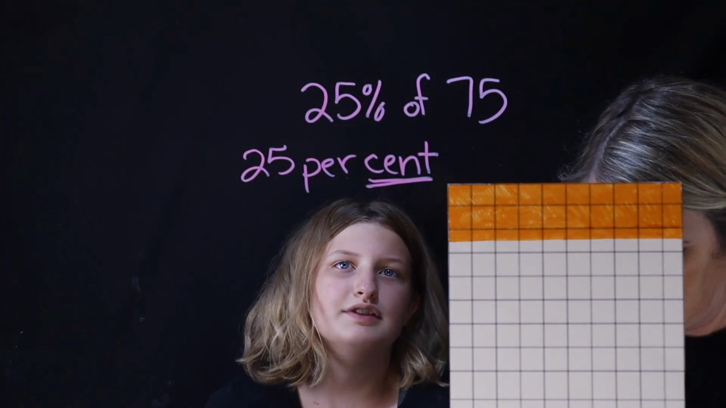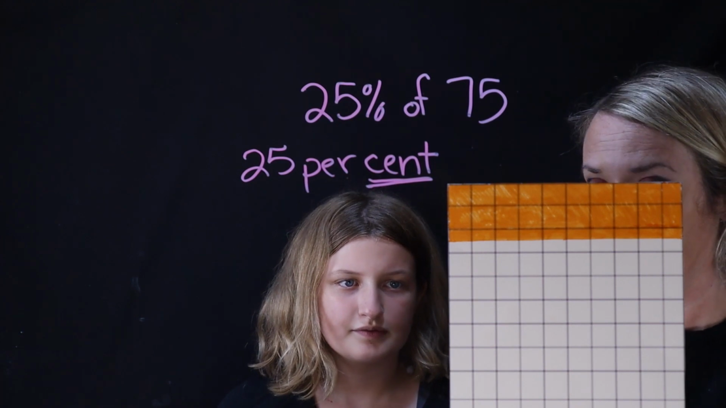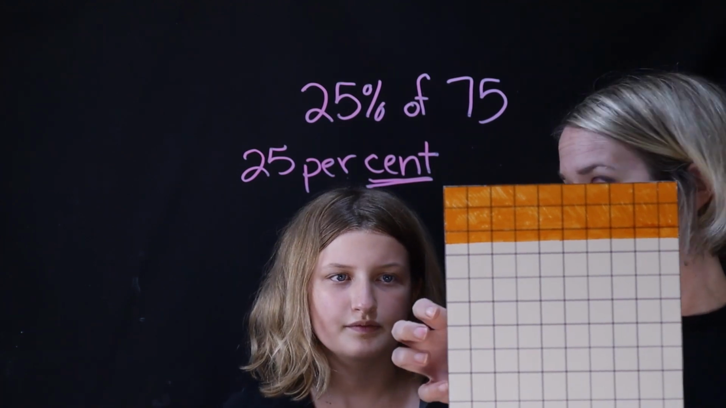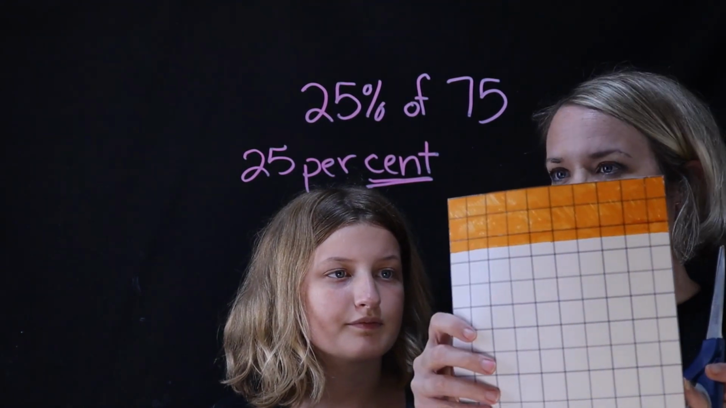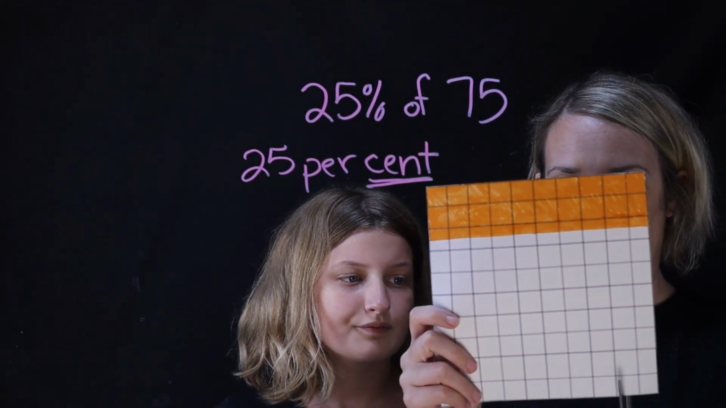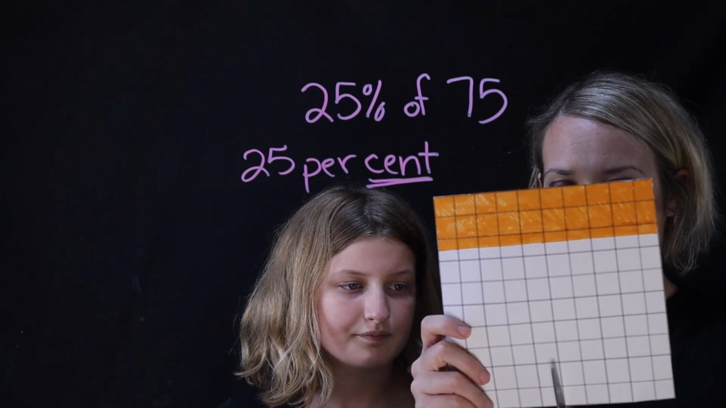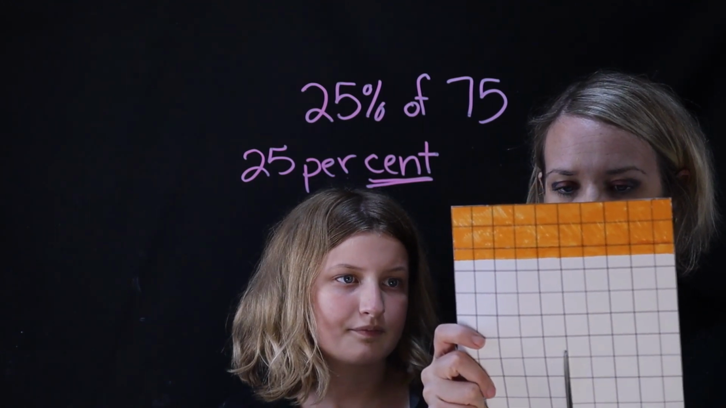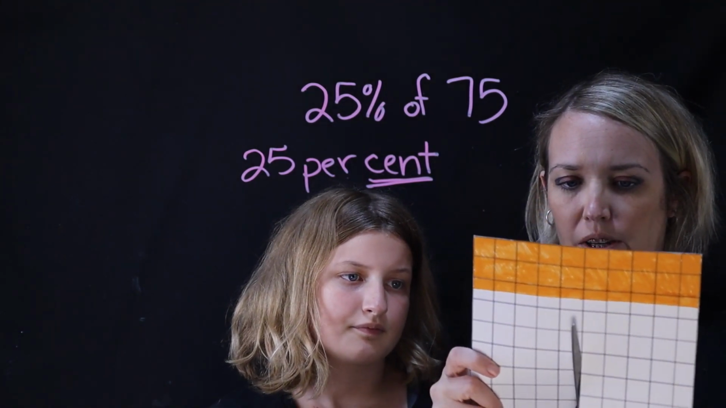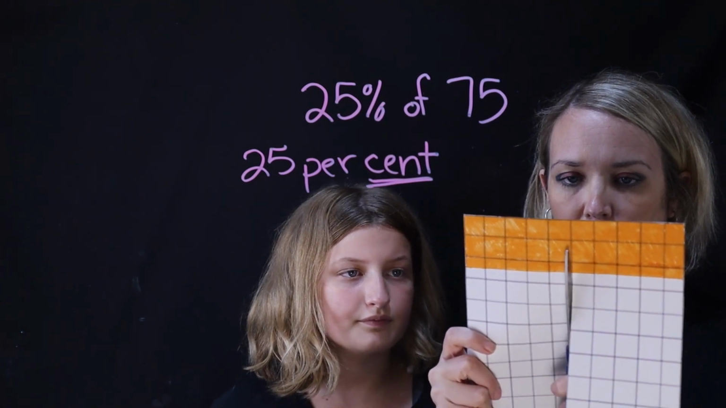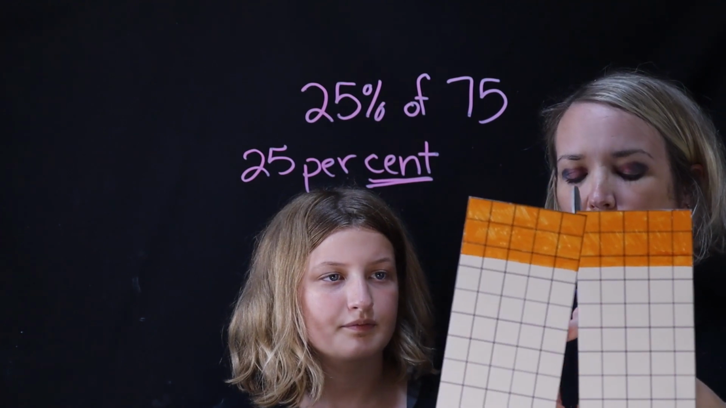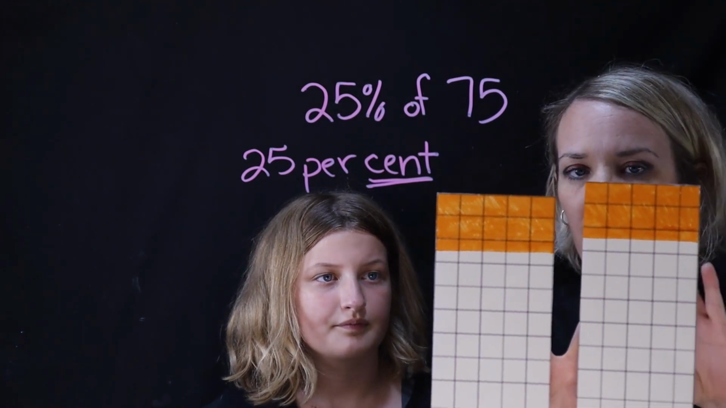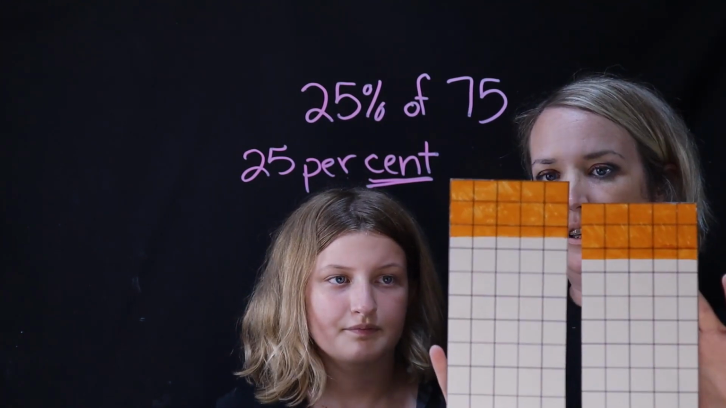I want to do 25% of 50 first. Oh, okay, so I could just cut this in half, right? So let's go ahead and do that so that we can see what 25% of 50 is. Okay, so I'm going to cut this right in half. So I have 50 and 50, right? Okay, so there is 50 here and 50 here.